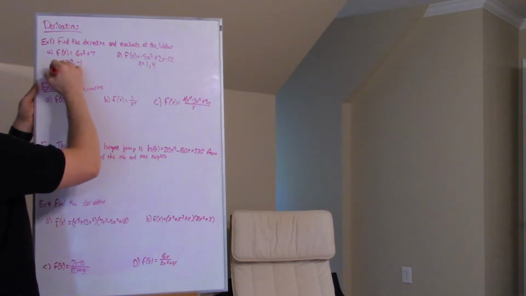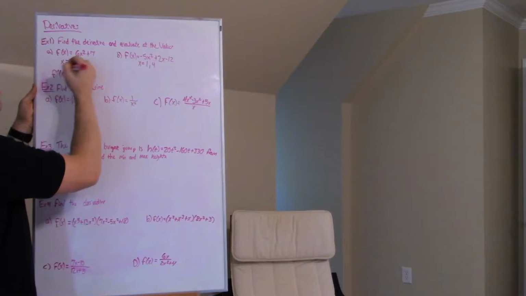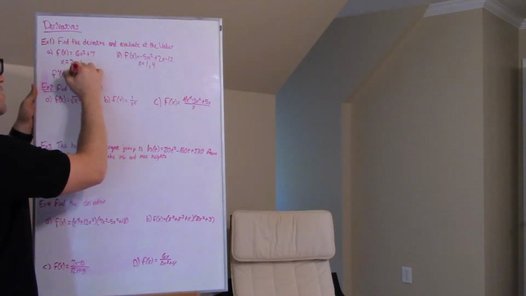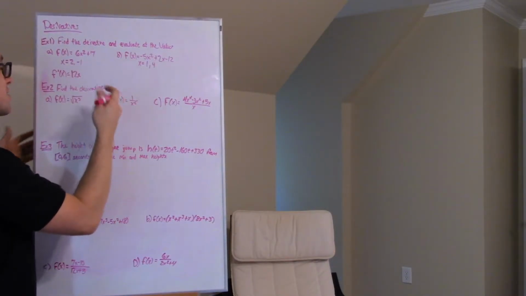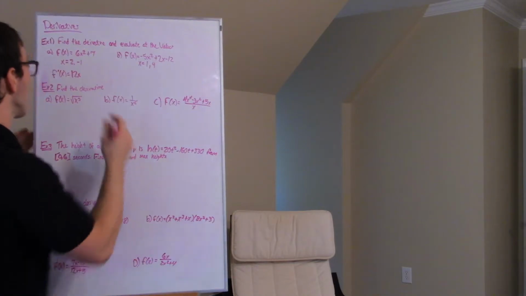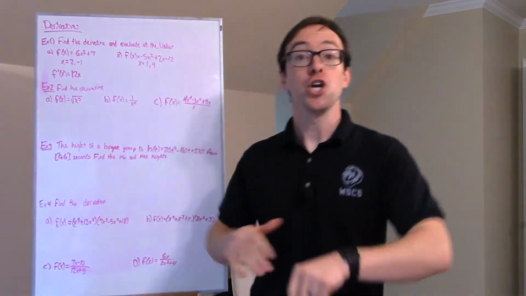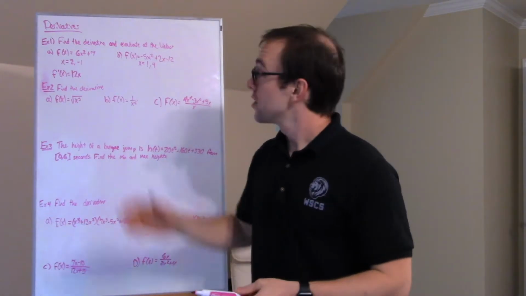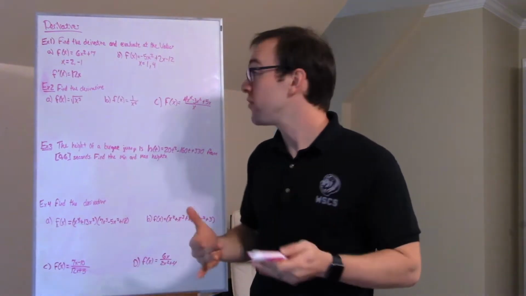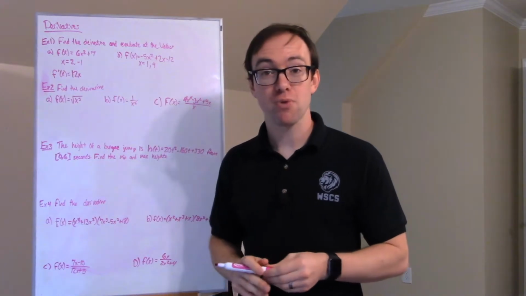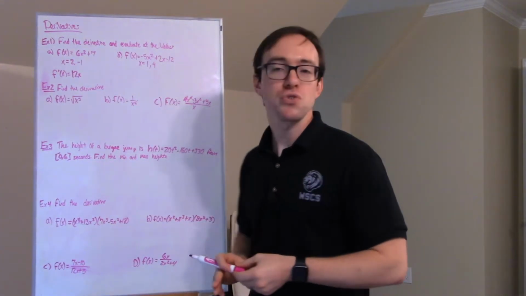So 2 times 6 is 12, x to the 2 minus 1, or 1. And then the constant of 7 goes away. So this 7 is gone, and our derivative, f prime of x, equals 12x.